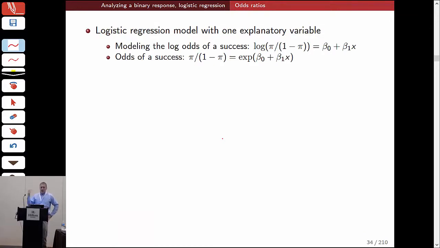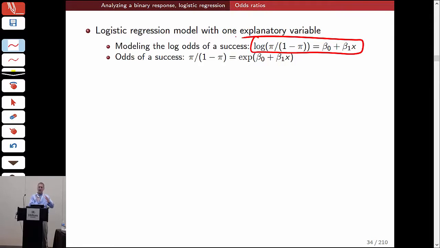Okay, so let's now get back to odds ratios. And we're going to focus on using, first of all, a logistic regression model with just one explanatory variable to make things easy. And remember what we're doing here with a logistic regression model. We are modeling the log odds of success. So this is what our model would look like with one explanatory variable.